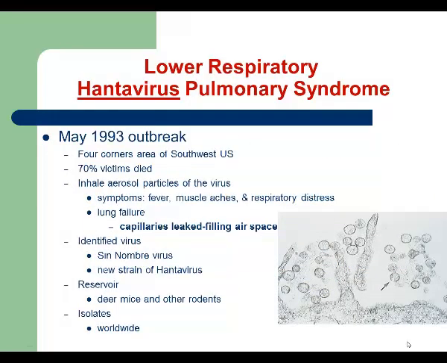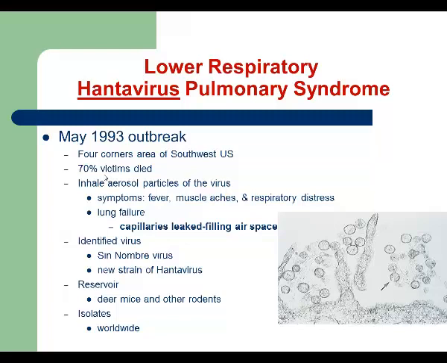The next virus that also can infect the lower respiratory system is Hantavirus. Hantavirus causes what we call hantavirus pulmonary syndrome. You see, it's a fairly new infection. We had an outbreak in 1993 when 70% of victims died. Keep in mind, those are healthy individuals that got infected with that virus and died.